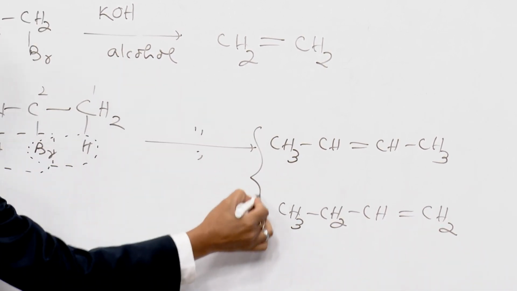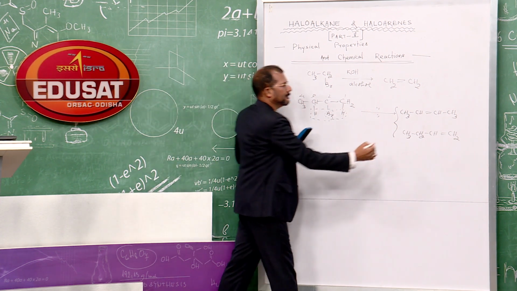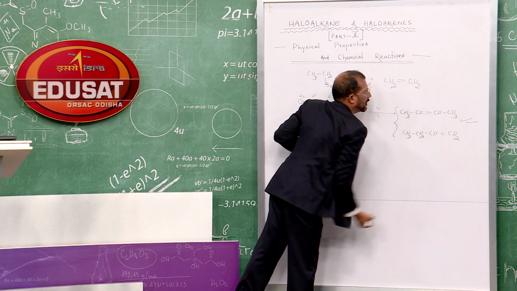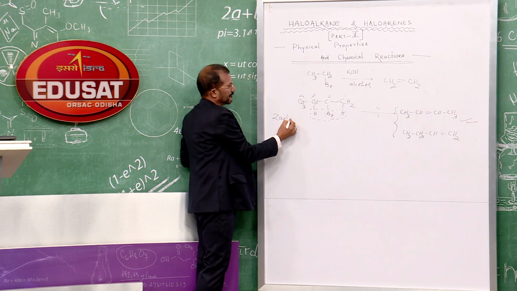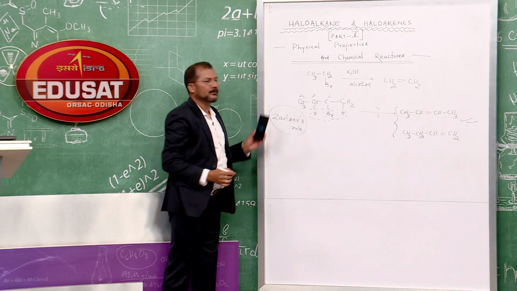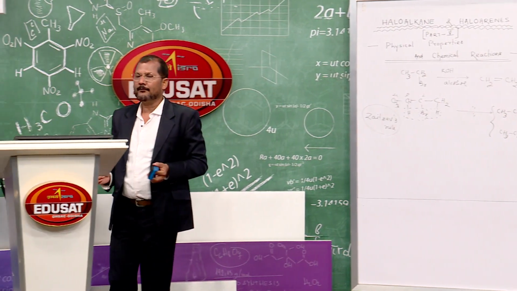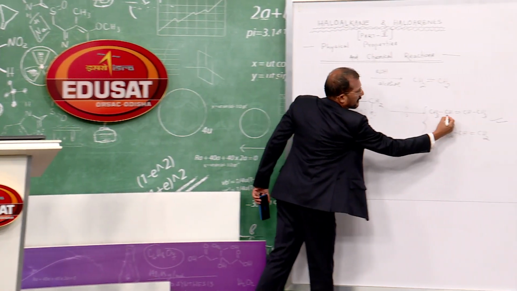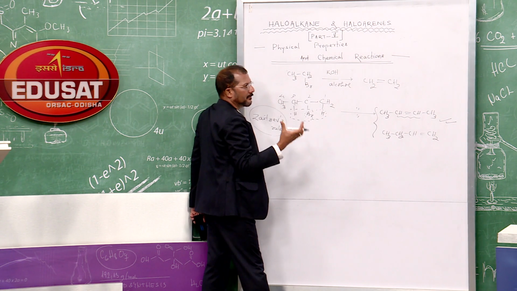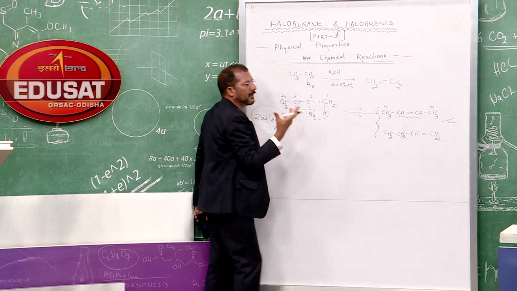Then which is the right product and which is the wrong product? So here we understand this is the major product, the right product. This is according to a rule that is called the Zaitsev rule. In this rule it has been said that the more stable alkene is the major product. This alkene is more stable because of the carbon-carbon double bond. Here is an alpha carbon atom, here is the alpha carbon atom.